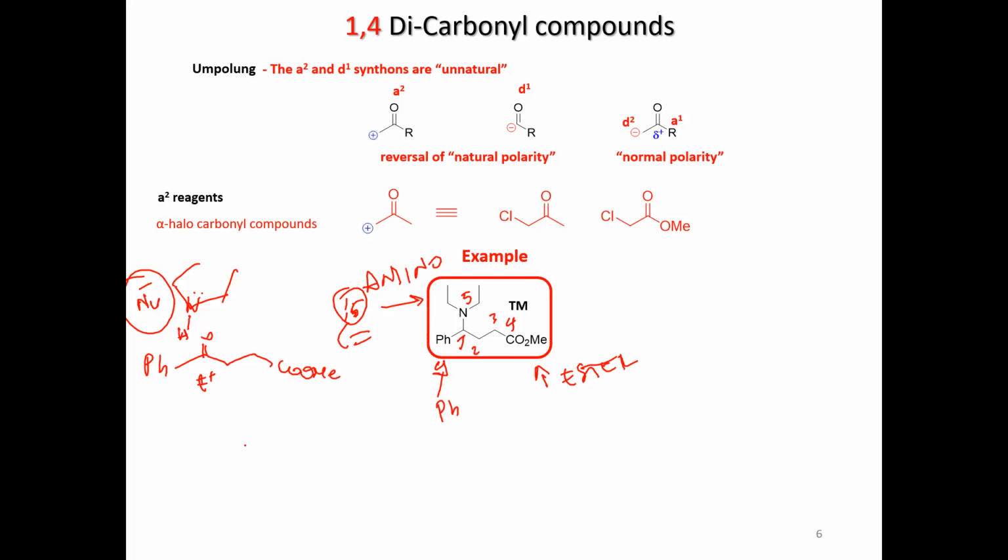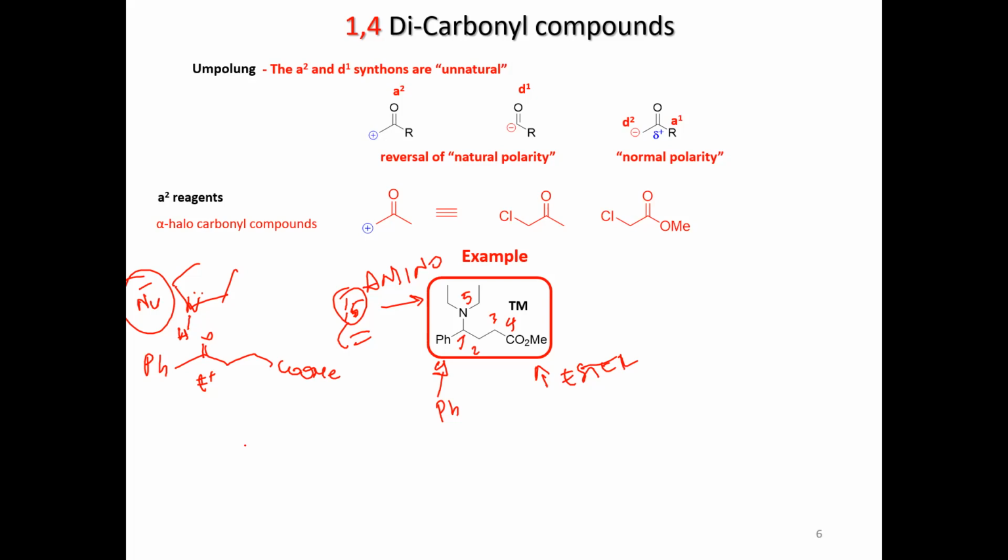Reductive amination. It's one of the most common, if it's not the most common, way to make aliphatic amines. This is an aliphatic amine. It's not aromatic because there is this carbon here. So this one is an aliphatic amine. The most common way to make aliphatic amines is reductive amination.